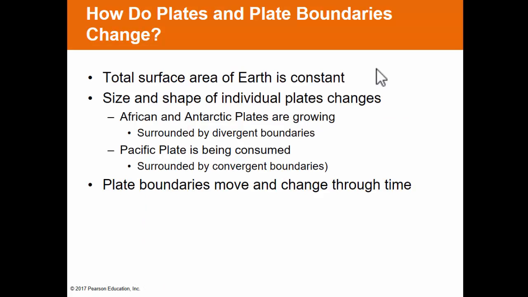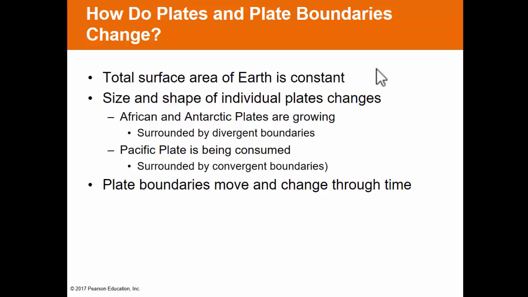All right, so how do plates and plate boundaries change? The total surface area is constant, the Earth's not getting bigger or smaller. So it's the size and the shapes of individual plates that do the changing. The African and the Antarctic plate are actually growing, and they are surrounded by divergent boundaries, so everything around them is moving away from them, so they're getting bigger.